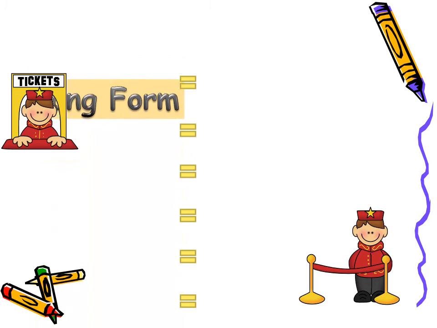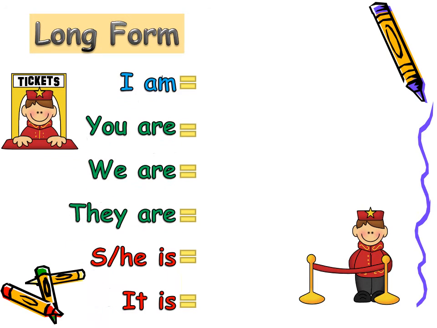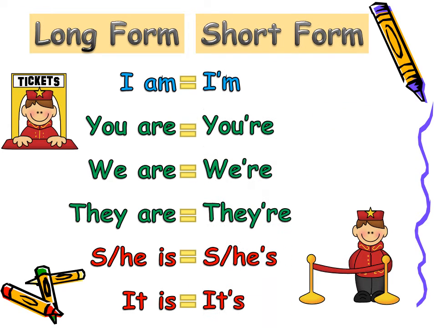Look at this one. The long form: I am, you are, we are, they are, she or he is, it is. What about the short form? I'm, you're, we're, they're, she's, he's, and it's. So this is the long form and this is the short form.